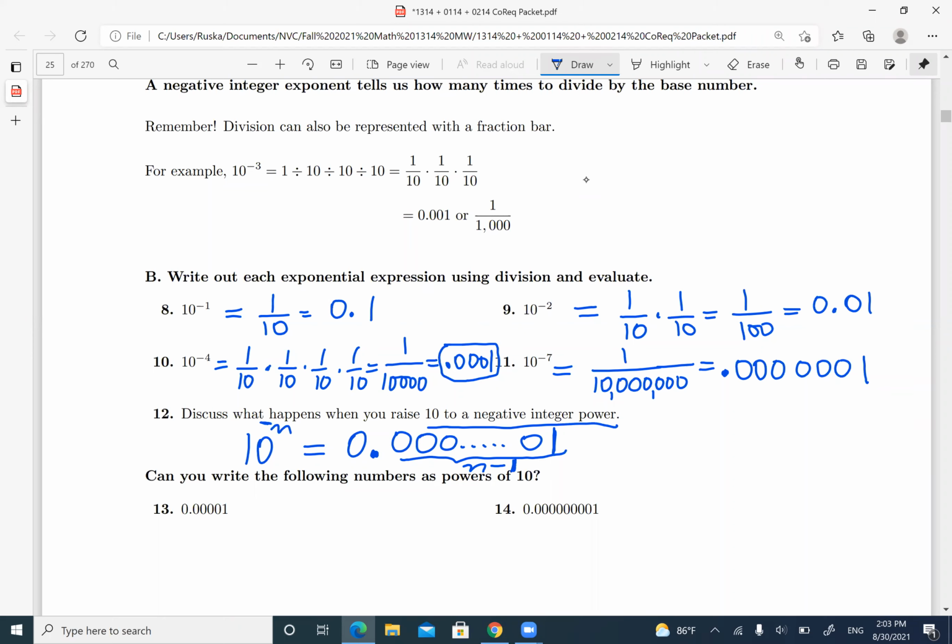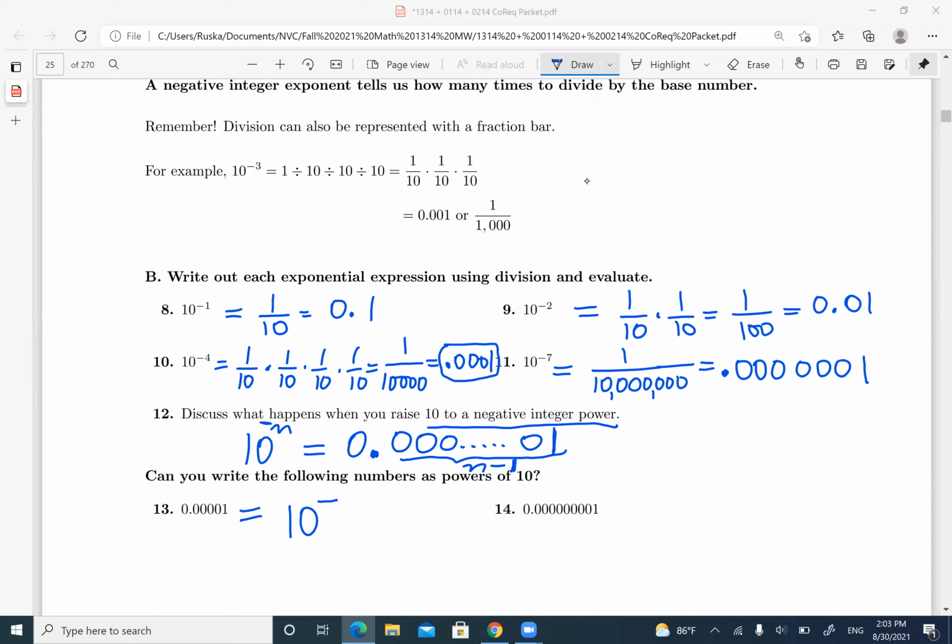So let's look at number 13. Number 13 is a decimal, so it's point something, so it's going to be 10 to the negative what? What is going to be the exponent here? We need to count the zeros. How many zeros are there? After the decimal, 4 zeros. So what's going to be the exponent? Negative 4? Is it negative 4?